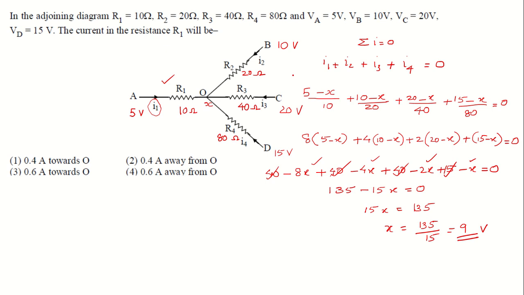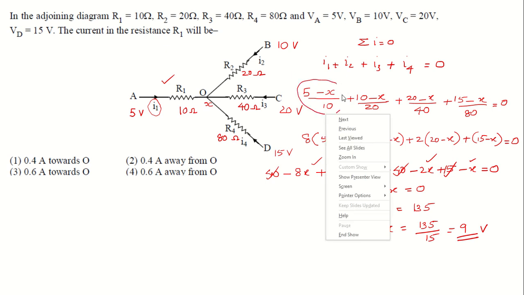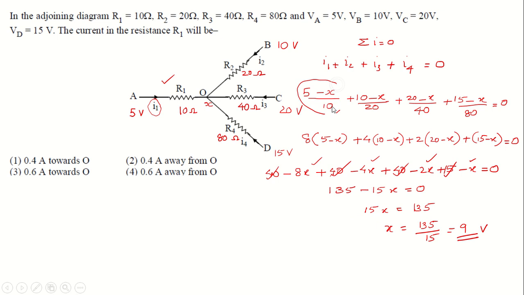If you know the value of x, then we can easily find the current through the first one. By just substituting that value, you get the value of I1. So I1 equals 5 minus 9, divided by 10. What is the value of 5 minus 9? That is minus 4 by 10. So that is equal to minus 0.4 ampere.